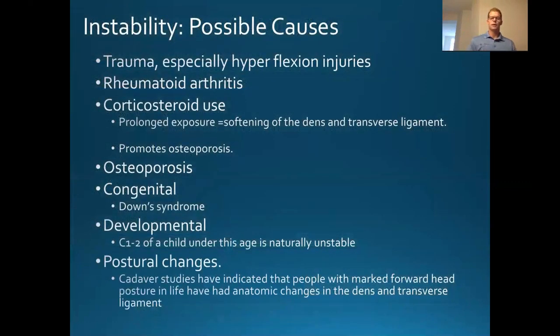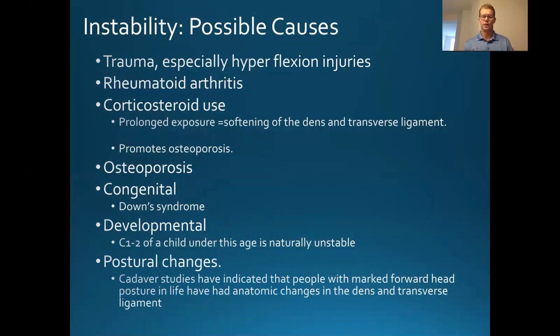So if someone comes in with upper cervical ligamentous instability, remembering back to the cervical anatomy and biomechanics lecture, that's the C0 to C2 region, the upper cervical spine. Some potential causes of instability could be trauma, especially bigger hyperflexion injuries. If they have a history of RA or prolonged corticosteroid usage, it's going to soften some of the upper cervical ligaments. Ultimately, that's going to promote osteoporosis, and if someone has a high level of osteoporosis, we wouldn't want to be doing cervical manipulations.